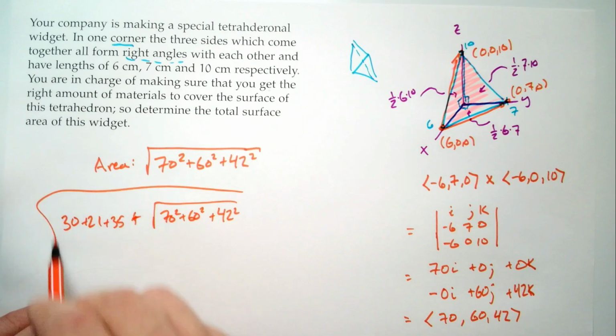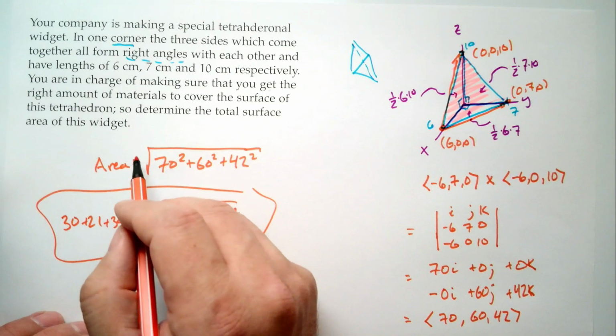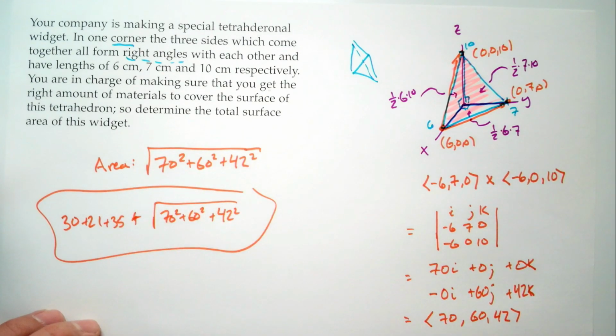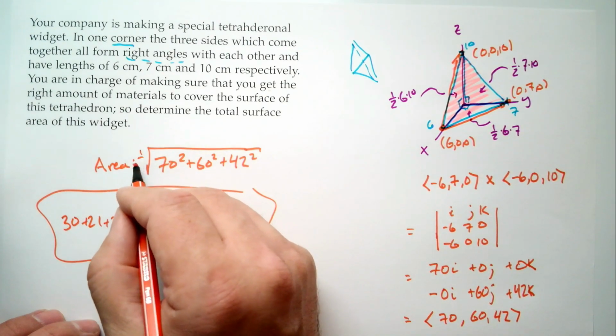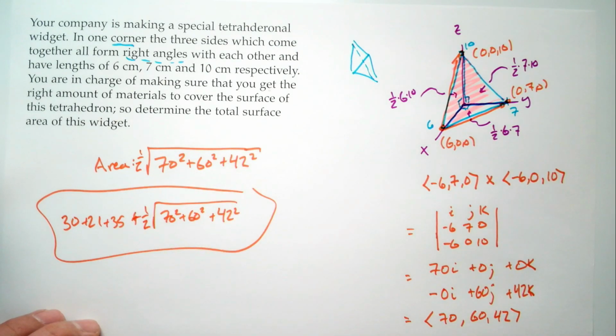We could spend time to chip away at it, but we don't need to. And there's the area. Now, normally I don't care about units, but if I wanted units, what would be my units here? Centimeters squared. Apparently I've made a mistake. What's my mistake? Oh, you're right. Thank you. Because the cross product is the area of a parallelogram. The area of a triangle is a half. Thank you.